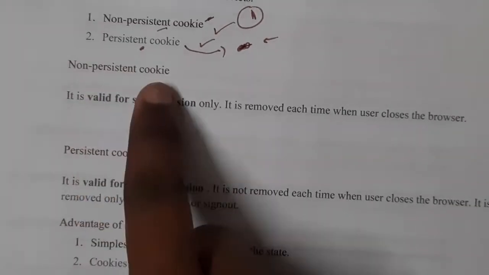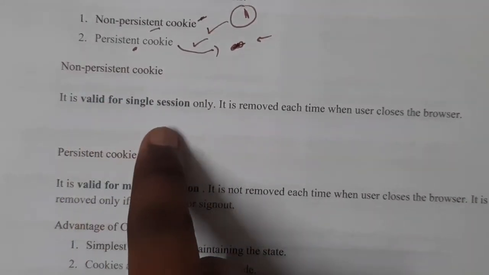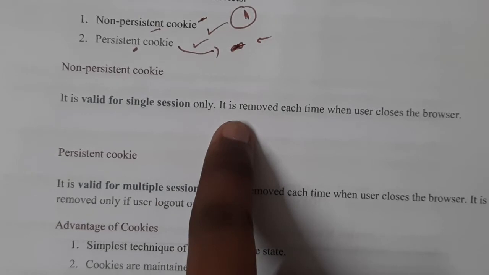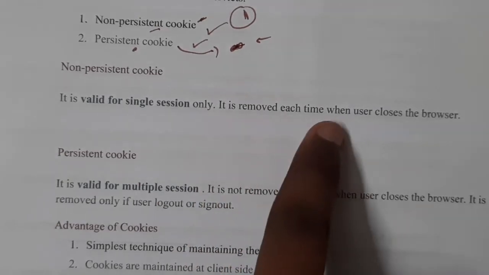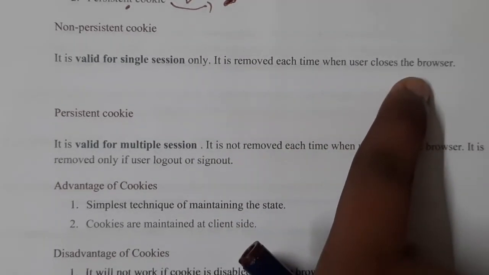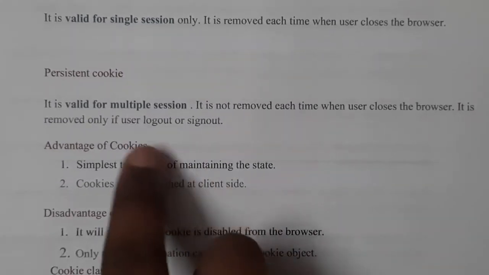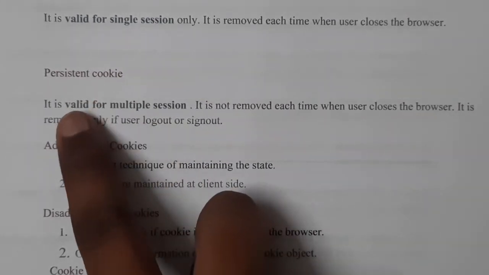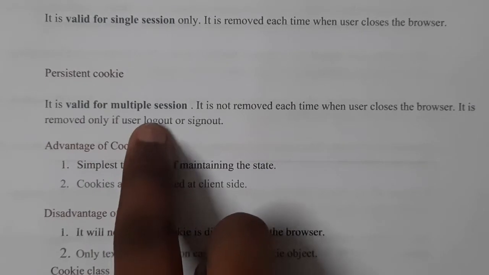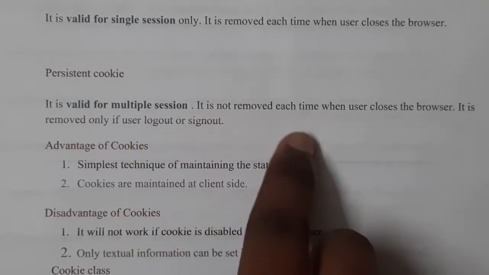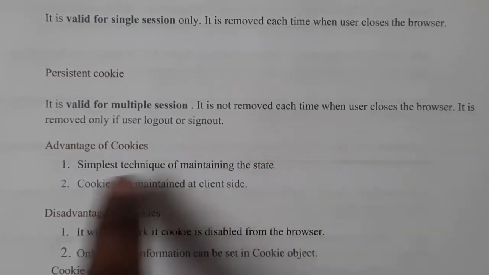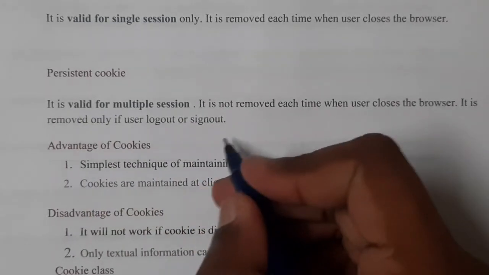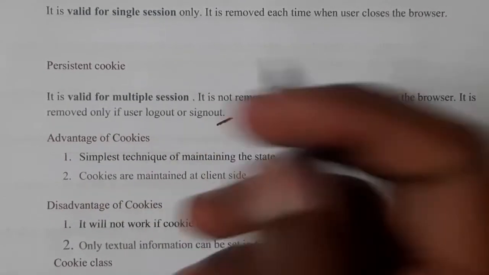A non-persistent cookie is valid for a single session only. It is removed each time the user closes the browser. Once you close the browser, it will automatically get deleted, guys. Persistent cookies are valid for multiple sessions. They are not removed each time the user closes the browser. They are removed once the user logs out or signs out from the account.